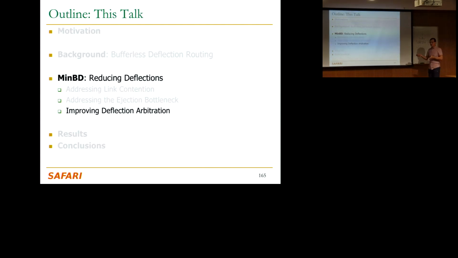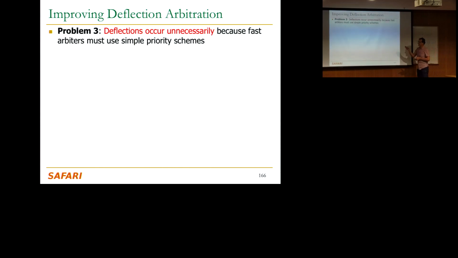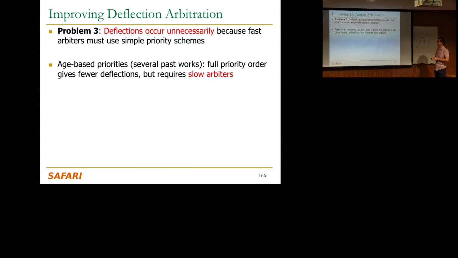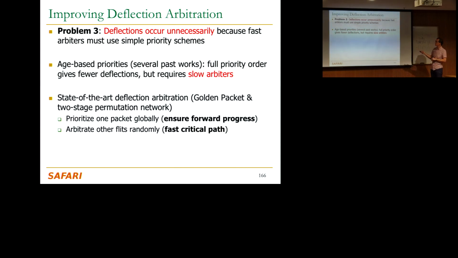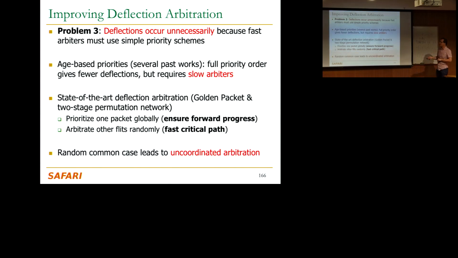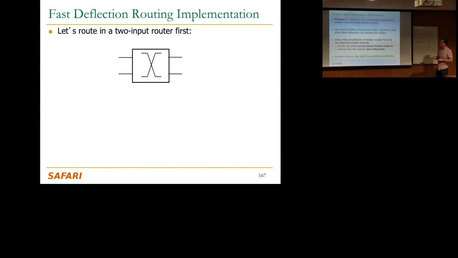Okay. The last one is improving deflection arbitration. This is basically the silver flit idea. Sometimes deflections occur unnecessarily because we use very simple priority schemes, like golden flit, for example. You could use full priority order. That gives fewer deflections, but that requires slow arbiters. So if you have golden flit and a two-stage permutation network, you prioritize one packet globally and arbitrate other flits randomly. But that random common case leads to uncoordinated arbitration.